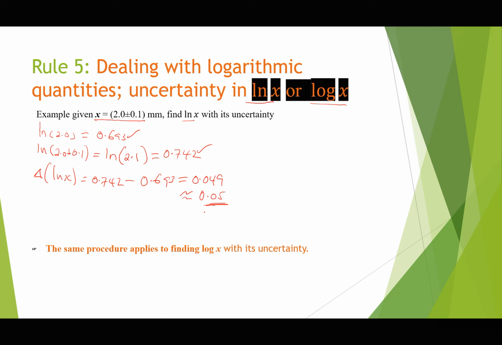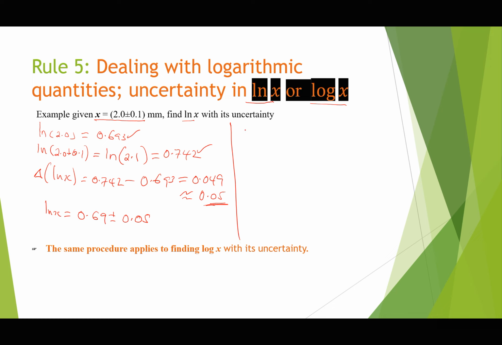That means the accepted value of ln of x will be written as ln of x equal to 0.69 plus or minus 0.05. Of course, here I can't put a unit because ln is a ratio, so I cannot put units here. The same thing would have happened if we were to use logarithm. If the question wanted log of x, I would get the log of the best value, get the log of the maximum value, and then I subtract. By the way, this can also work with minimum values.